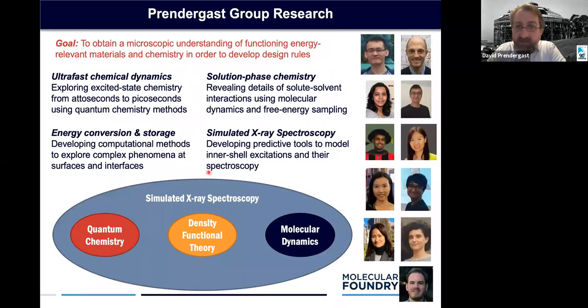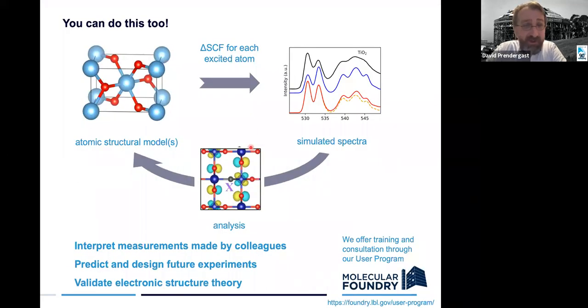I just want to highlight something. X-ray spectroscopy, from my own personal experience, I found to be extremely helpful in helping me understand electronic structure. And my group members feel the same way, that even though we do lots of different studies using different techniques, quantum chemistry, density functional theory, molecular dynamics, studying ultrafast processes, energy conversion and storage, solution phase chemistry, all of it is underpinned with this particularly useful measurement technique, X-ray spectroscopy. And so almost all of these different projects have some X-ray spectroscopy aspect to them. And it's doable. You can do this too if you have an interest in it.